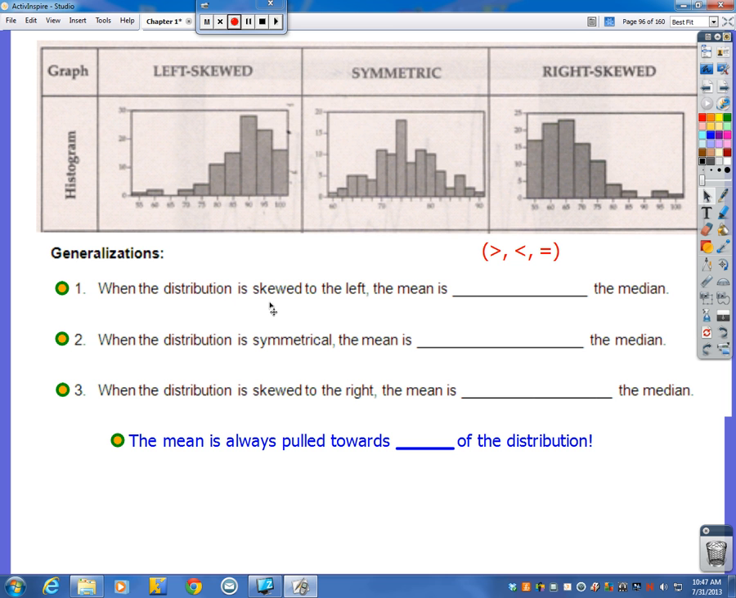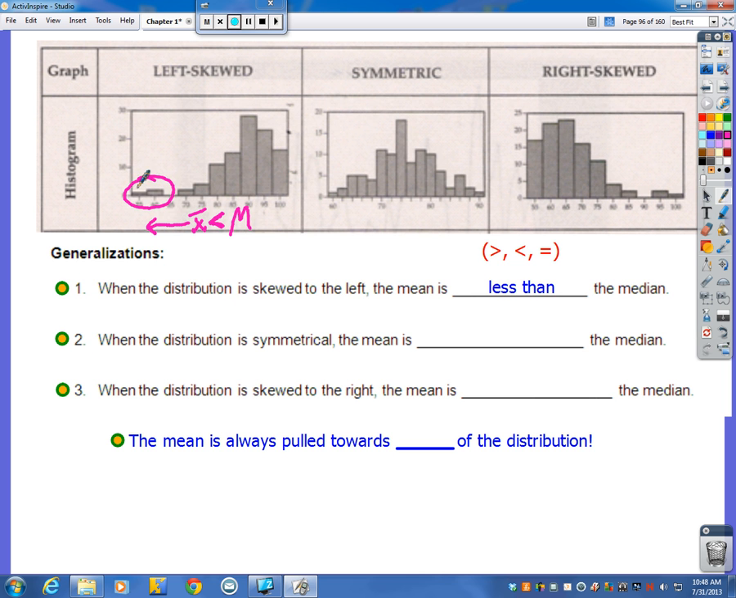So when the distribution is skewed to the left, remember that means our tail is on the left, then the mean, if you think about it, has more of our extreme values down here in the tail. So the mean, our x bar, is going to start chasing those values. It's going to start moving to the left in this case. And the median is going to stick behind. It's not going to move as much. So the mean in this case is going to be less than the median.